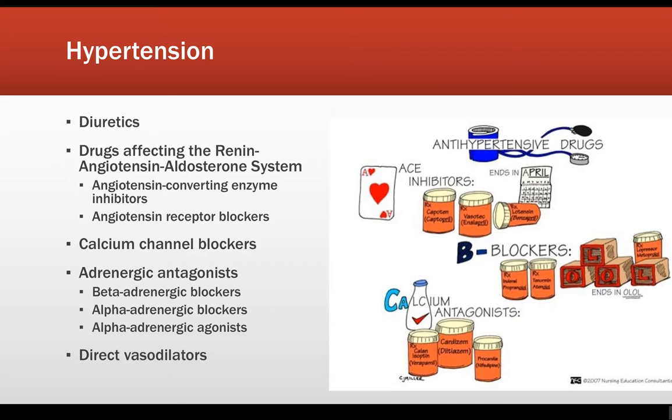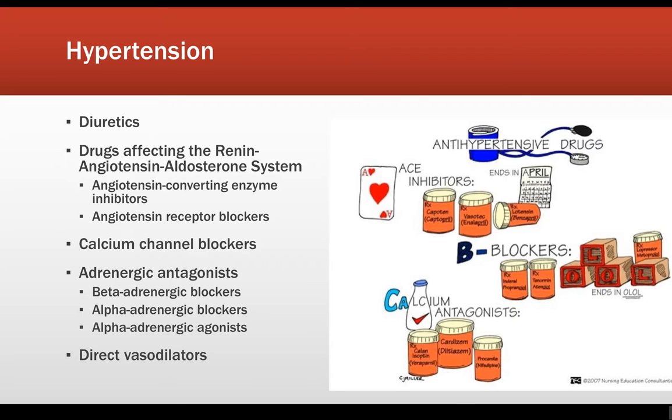But the beta blockers are going to be your big category that you're using. They're going to decrease the heart rate and contractility. They're going to reduce your cardiac output, and they're going to lower the systemic blood pressure as a result. Remember, your beta 1 is your cardioselective receptor when we're talking about the sympathetic nervous system.